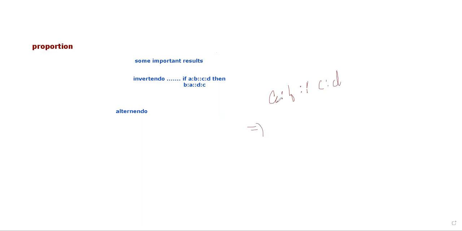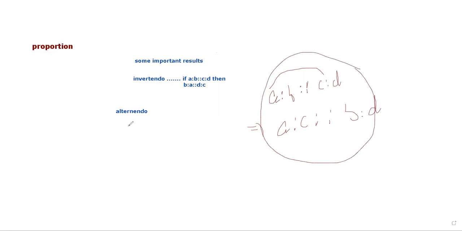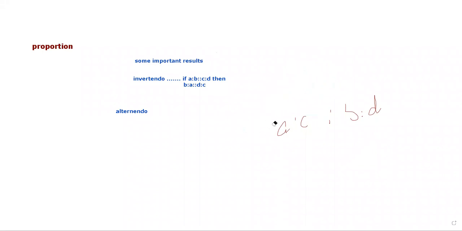आप ऐसे लिख सकते हो, a is to c, remember these things, a is to c proportion, so that means this into this, and b is to d. Clear? b is to d. This result is something called as alternando. Let me erase this and I will explain it here. This result is called as alternando.